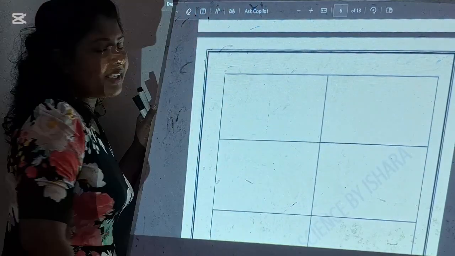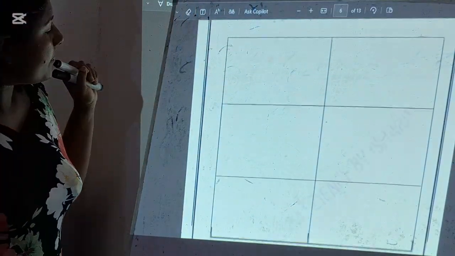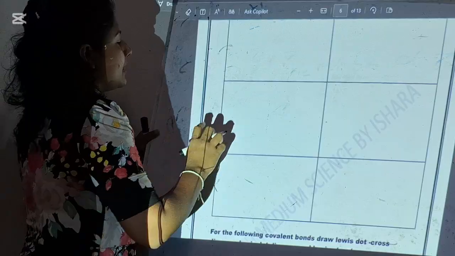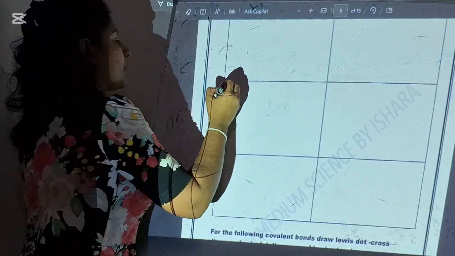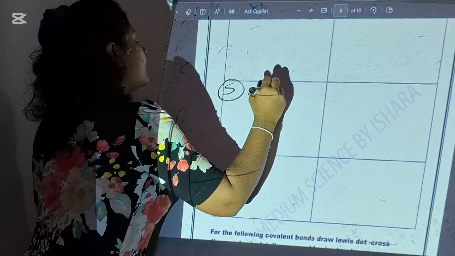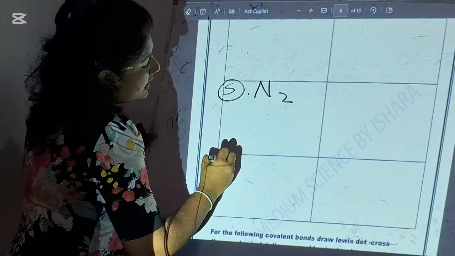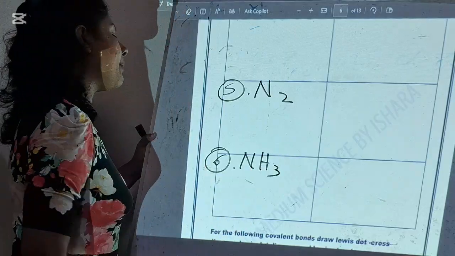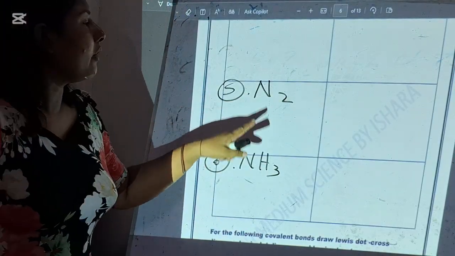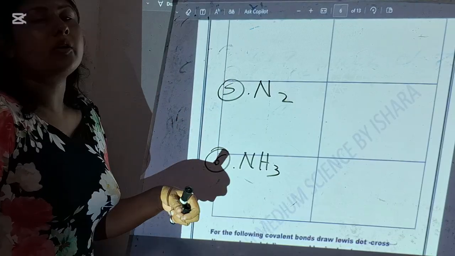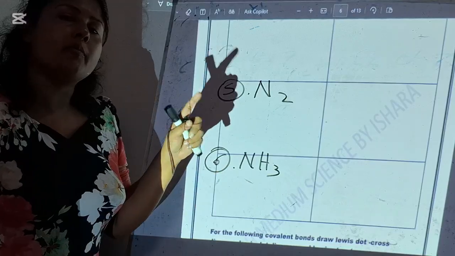That is how we do it. Now let's do these examples at home. You have to do these at home. Fifth one, I am giving N2, nitrogen. As the sixth one, I am giving NH3. NH3 means ammonia. These are the homework. Draw the nitrogen covalent bond and draw the ammonia NH3 covalent bond at home.